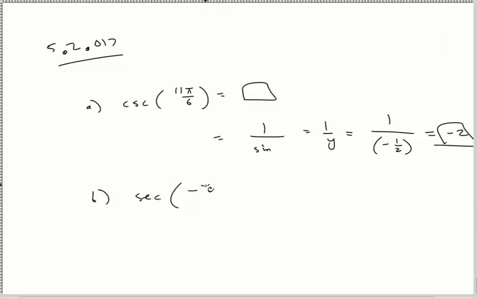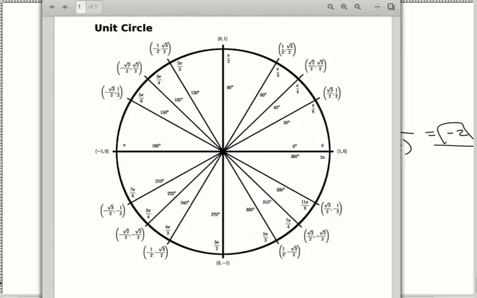Part B. Secant of negative pi over 6 is equal to what? Well, secant is 1 over cosine. That's 1 over the x value. So I'm looking for the x value now at negative pi over 6. They're basically saying 30 degrees, but now a negative 30 degrees, down over here. So negative 30 degrees, we got our point, and I'm looking for the x value.